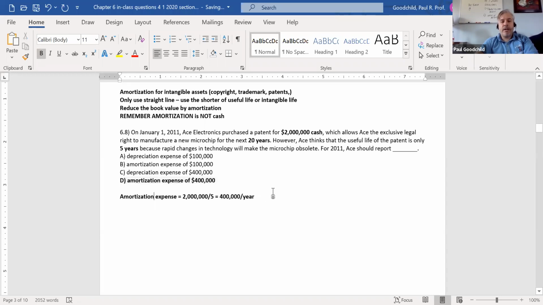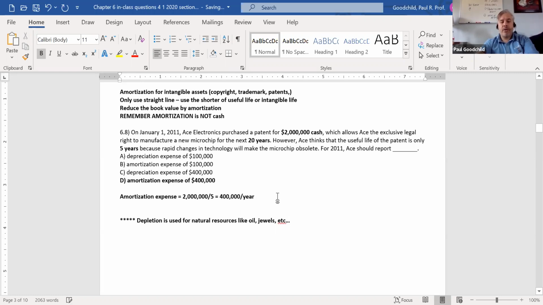Now, I didn't talk about it here, so just a little note. Depletion is used for natural resources like oil, jewels, etc. Okay.